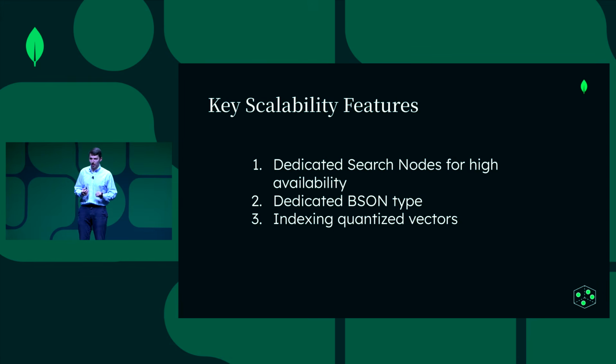The first is dedicated search nodes. We've had this for a bit, and we've continued to add more ways to deploy your architecture for search separately, or deploy your hardware for search indexes separately from your database. The second is we've introduced a dedicated type for vectors. We have a BSON type called bin data, and we added a subtype for vectors. Essentially, embedding models produce homogeneously typed vectors. We can use that and have a more compressed representation in the database. And then finally, vector quantization, which we'll talk about.